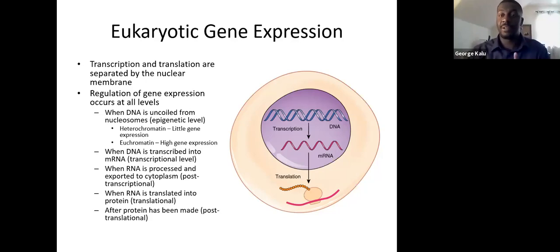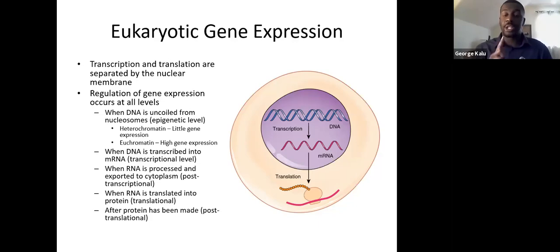That's going to be the first level where we're going to be able to regulate gene expression. The second place where we can regulate gene expression is going to be at the transcription level, when you're actually transcribing the DNA into mRNA. So as we add those particular enzymes to help us begin transcription, that is going to be another place where we're going to be able to regulate gene expression, specifically during transcription.